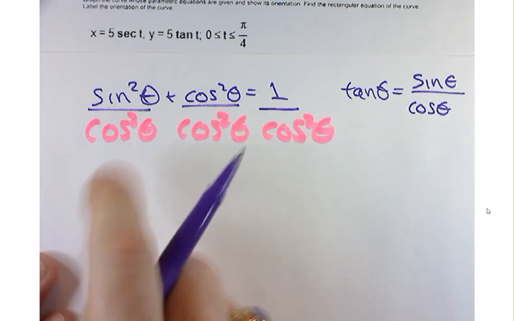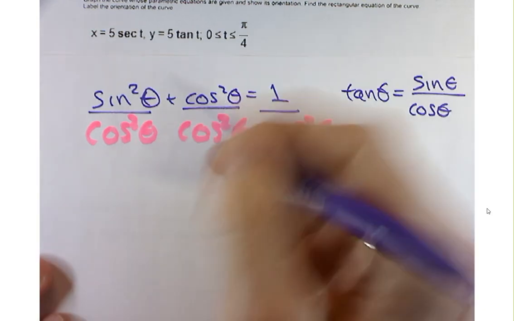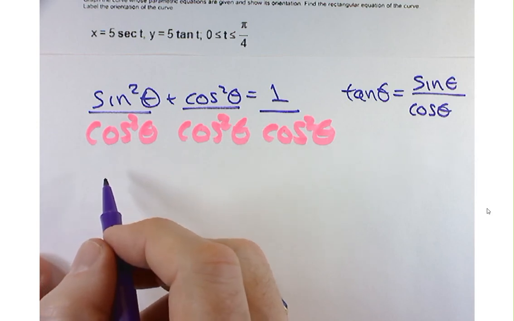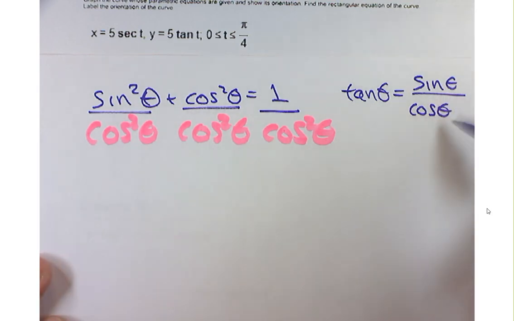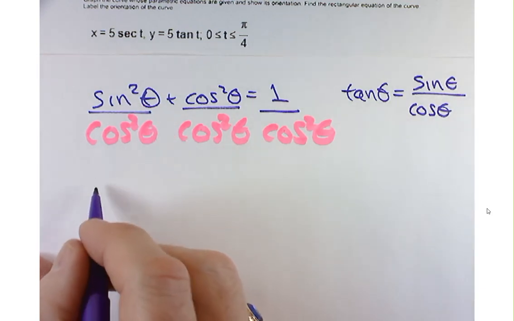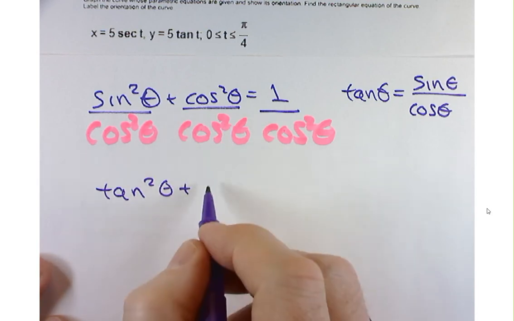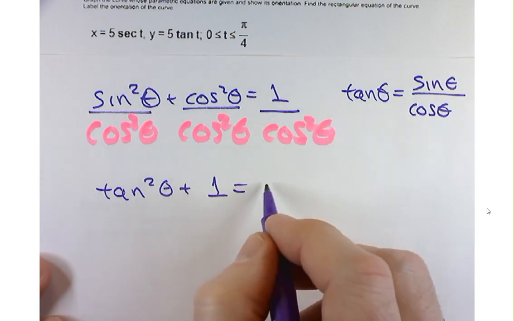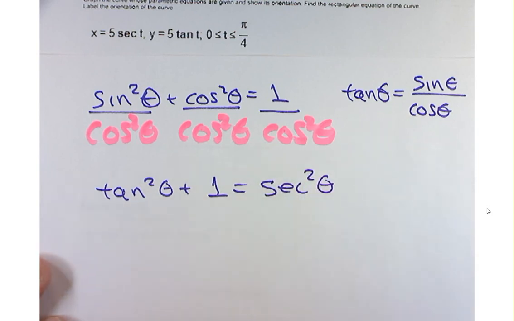What's that going to look like? Jacqueline, can you help me out on this one? Because it's just tan squared. All right, tangent squared of theta. Can you do this one? Equals secant squared of theta. Yay.